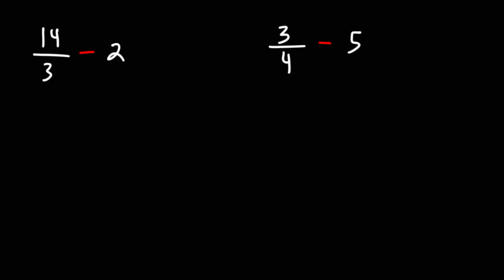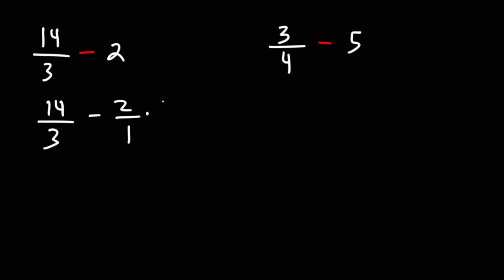In this video, we're going to focus on subtracting a whole number from a fraction. So in the first example, we have 14 over 3 minus 2. The first thing we want to do is write 2 as a fraction. 2 is the same as 2 over 1. Now, in order to subtract these two fractions, we need to get common denominators.